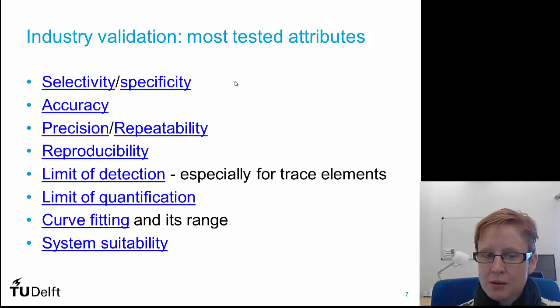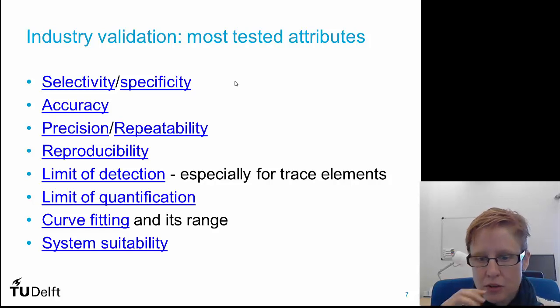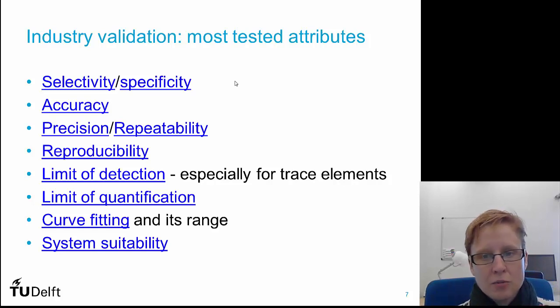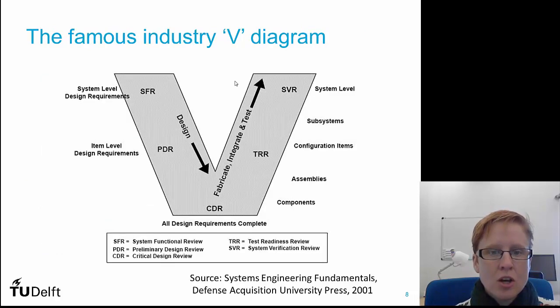We also look at things like limit of detection. If you look at trace elements, for instance, at what point can we detect stuff? What is the limit of quantification? How much of these things? We can look at curve fitting. We can look at system suitability. There are so many different things that every industry looks at, and it's important that people realize that for each of those, processes must be in place.